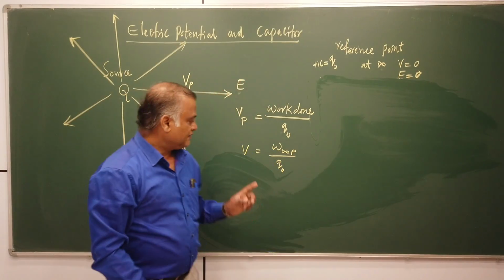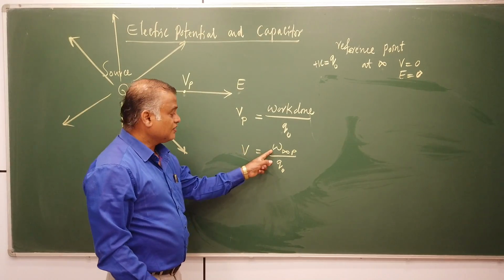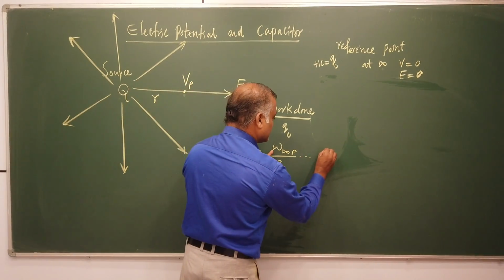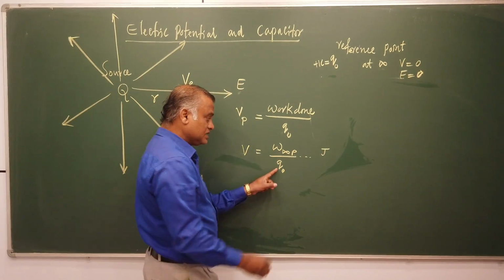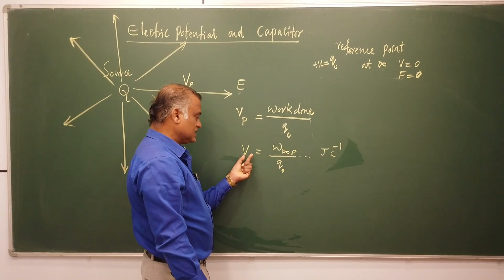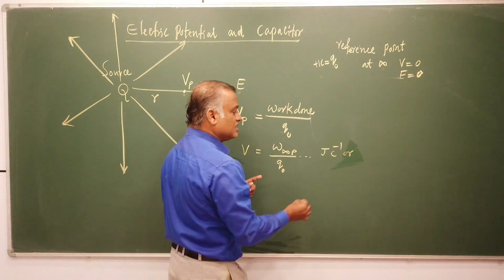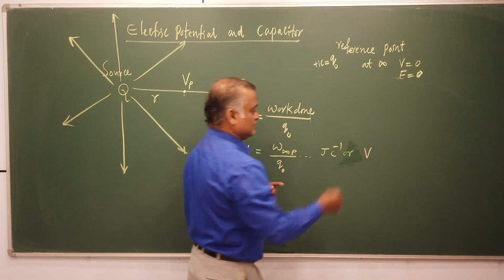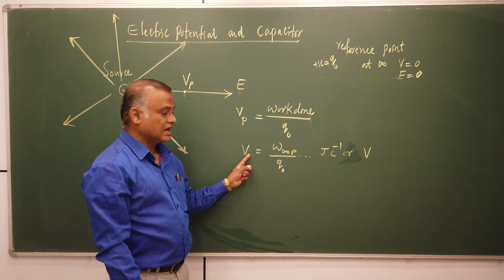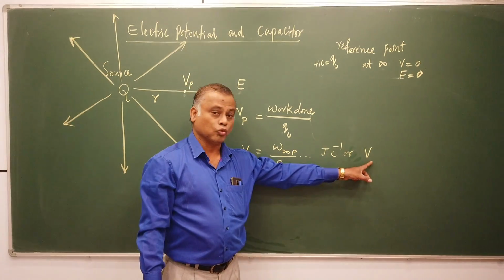Now by this definition, can you recall what is the SI unit of work done? That is expressed in terms of joule. Charge is expressed in terms of coulomb. Joule per coulomb is the SI unit of electric potential, or the same can be written in terms of volt. SI unit of electric potential is joule per coulomb or volt.